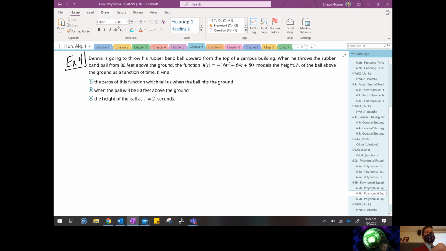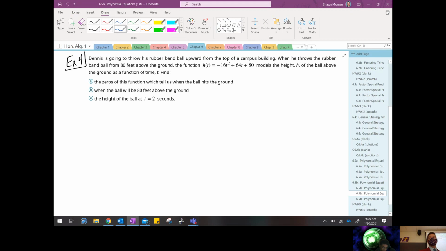So the first thing that I would recommend we do on a problem like this, you and I are going to work this one together, is I would just draw a little picture. Here's the top of the building. Here's Dennis, and he's going to throw that ball, and it's going to hit the ground. Now, that's nothing profound, but it helps me visualize what's going on in this scenario. It says he throws the rubber ball from his hand 80 feet above the ground. So this height right here is 80 feet.